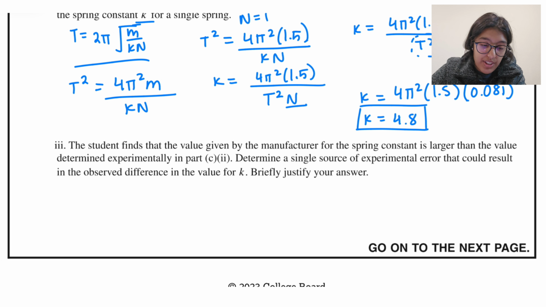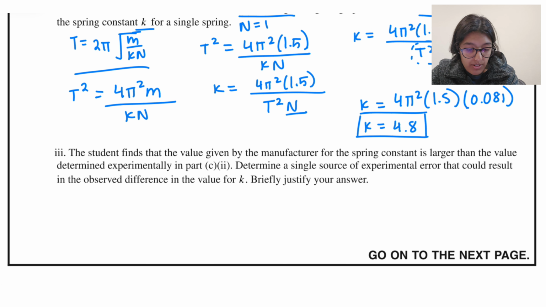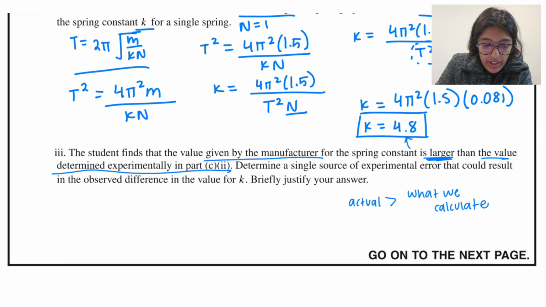All right, so on to the third part, we see that the student finds that the value given by the manufacturer for the spring constant is larger than the value determined experimentally. So in other words, the actual value is greater than what we calculated. And what we calculated was that 4.8, right? Determine a single source of experimental error that could result in the observed difference for K. Briefly justify your answer. Okay, so of course there could be a lot of error.